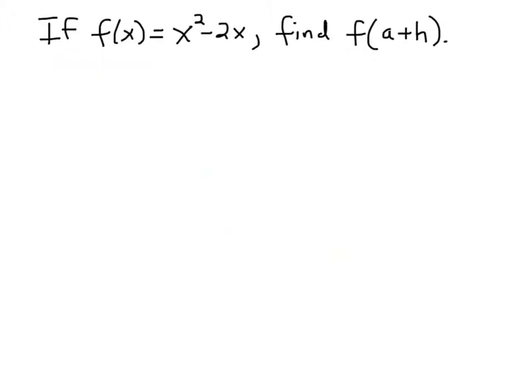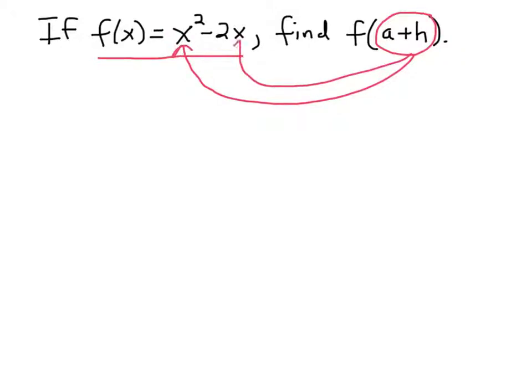Now let's look at kind of an application of this. We have the function given to us, f of x equals x squared minus 2x. And the problem says to find f of a plus h. Now, whenever we're trying to evaluate a function like this, we take whatever's inside the parentheses and we plug that in for x into the function. Now in this case we'll have to plug it in 2 different places because x occurs in 2 different places. And we need to use parentheses around the expression when we plug it in.